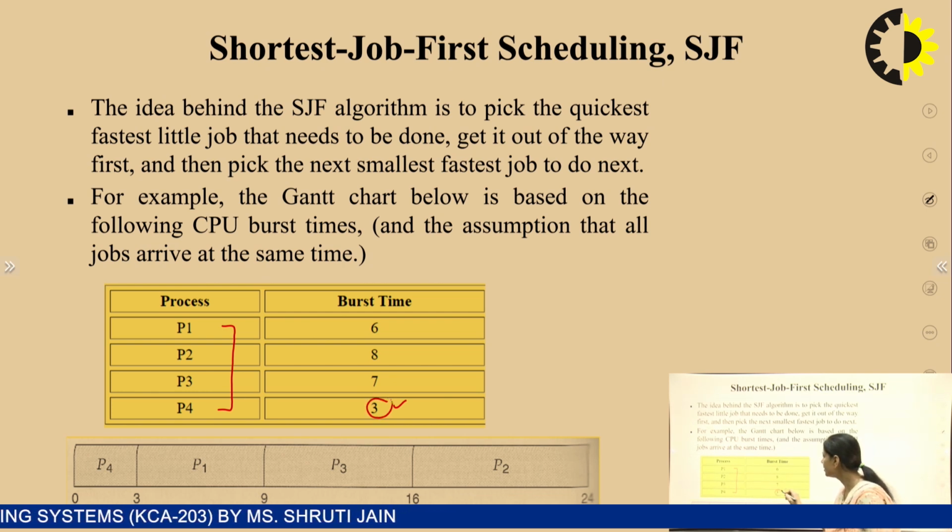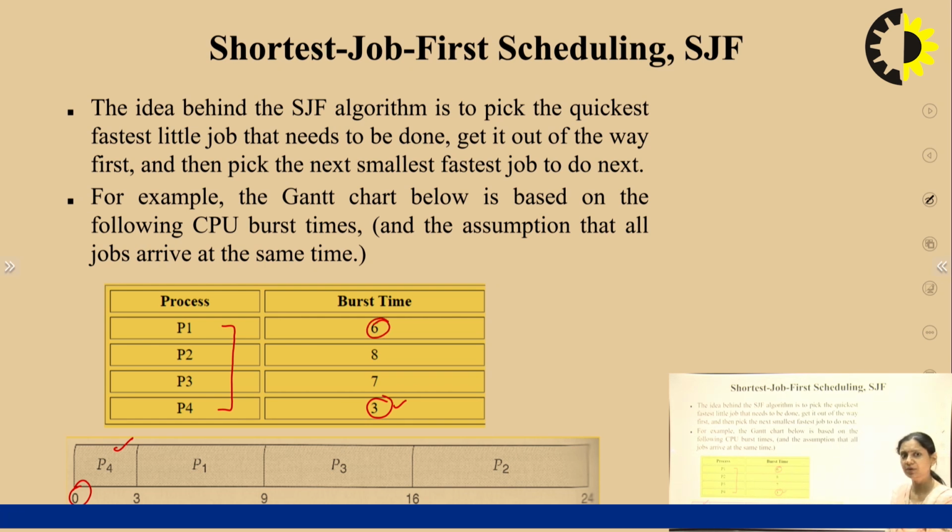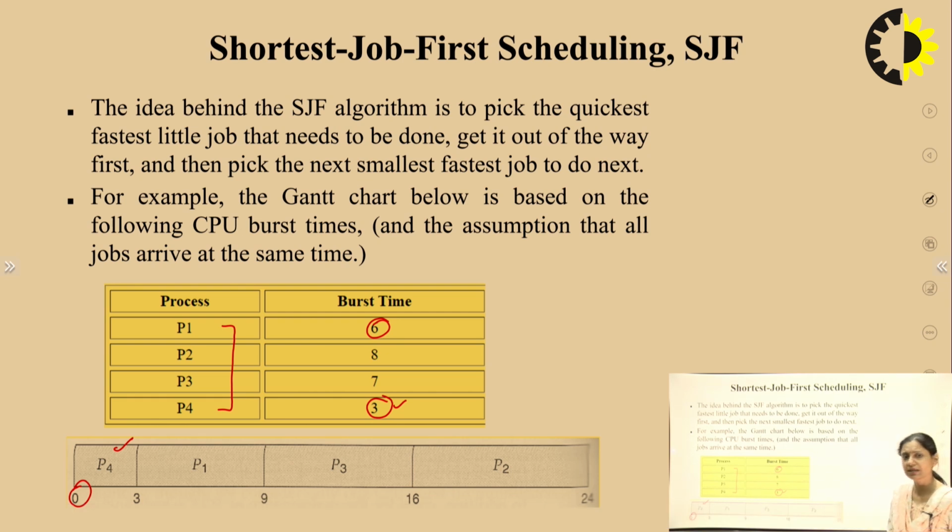In that case, P4 is executed first, where the waiting time for P4 is just 0 milliseconds. The next one to be executed is P1, because it is the next process which has the lesser burst time. So its waiting time is just 3. For P3, we have 7. P3 will be executed with a waiting time of 9, and at the last we have P2 that is executed with a waiting time of 16.